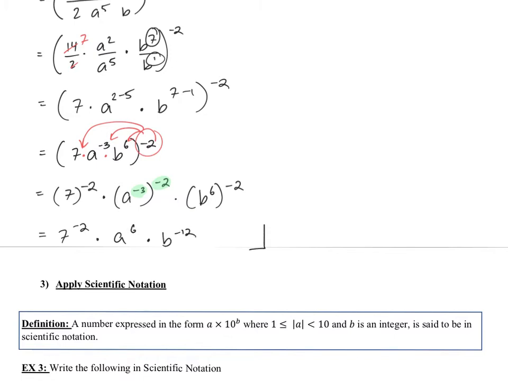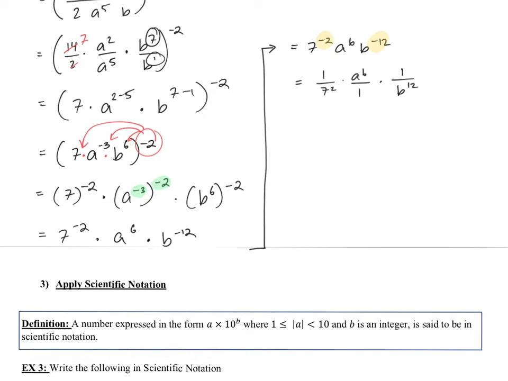Alright, once again, here I am using my arrow to let you know where I'm going with my work. I'll rewrite this, so 7 to the negative 2, a to the 6, b to the negative 12. Alright, so now let's go ahead and lastly deal with those negatives. We need to get rid of them. Okay. So let's take the reciprocals. We have 1 over 7 squared times a to the 6. And I'll just put that over 1 times, taking the reciprocal, 1 over b to the 12.